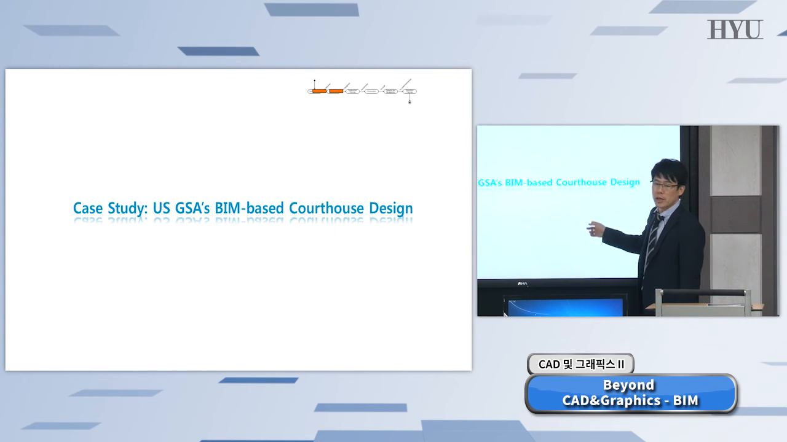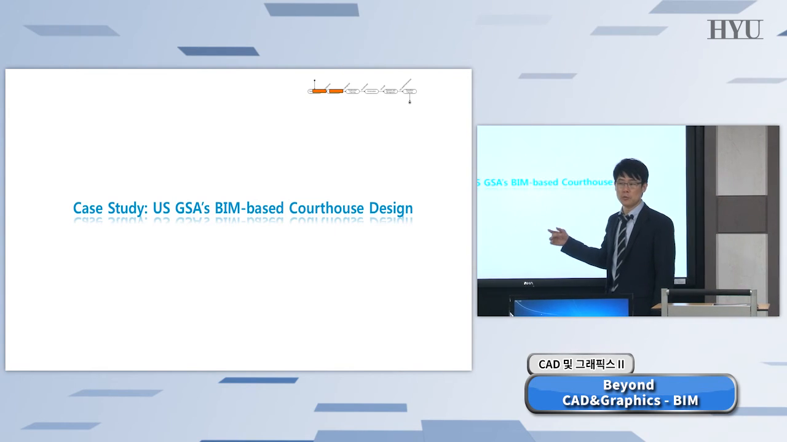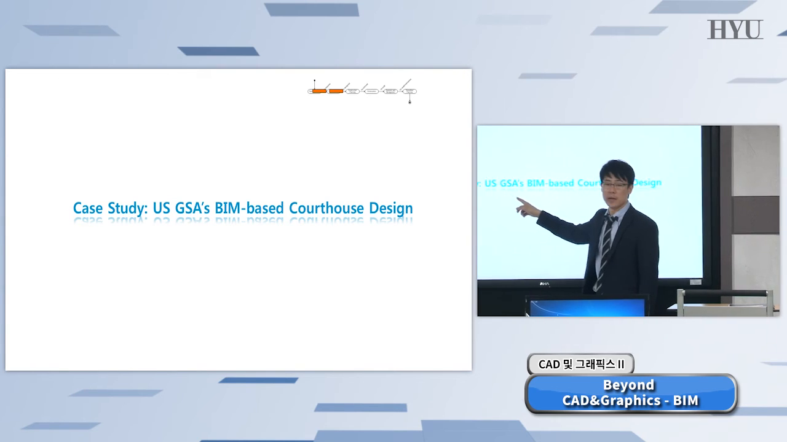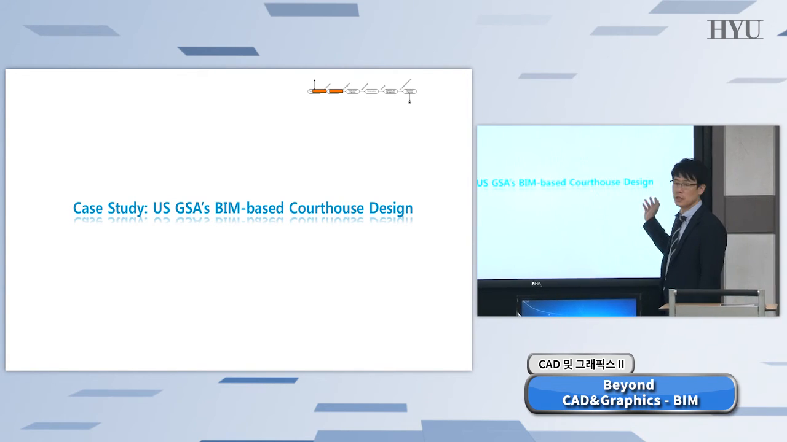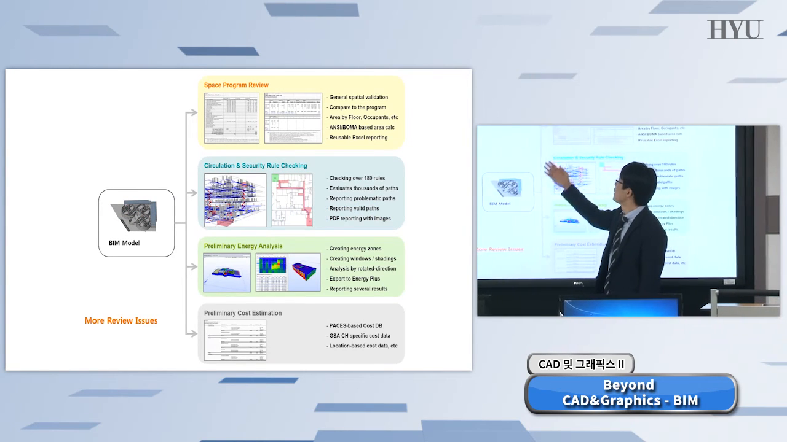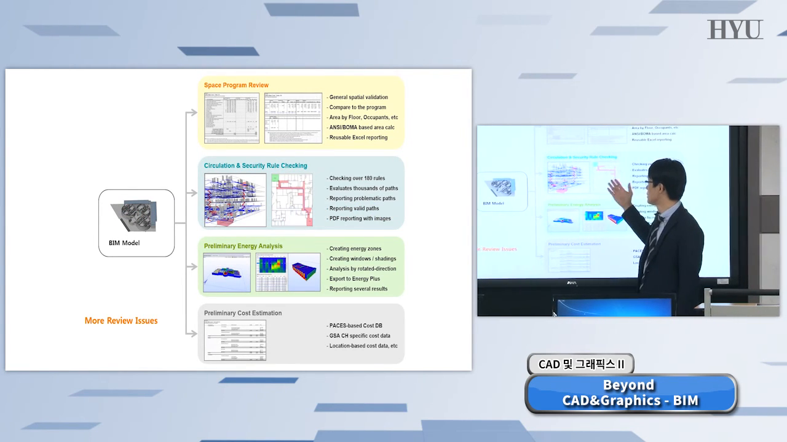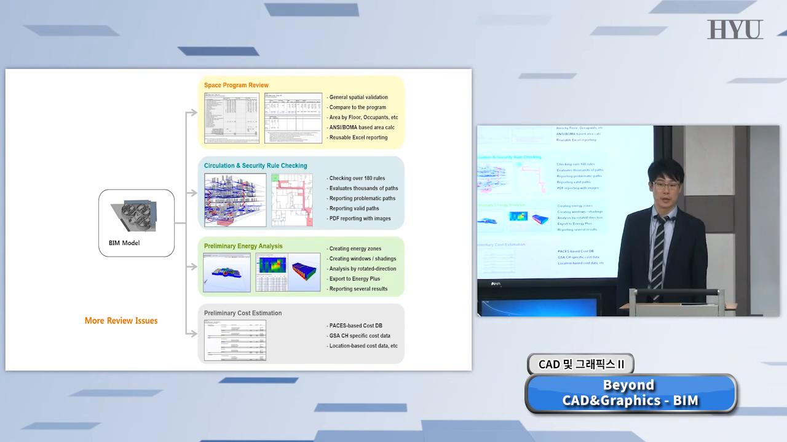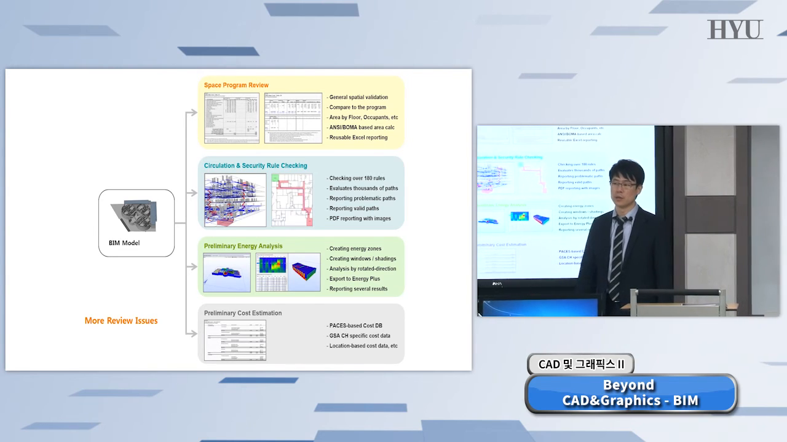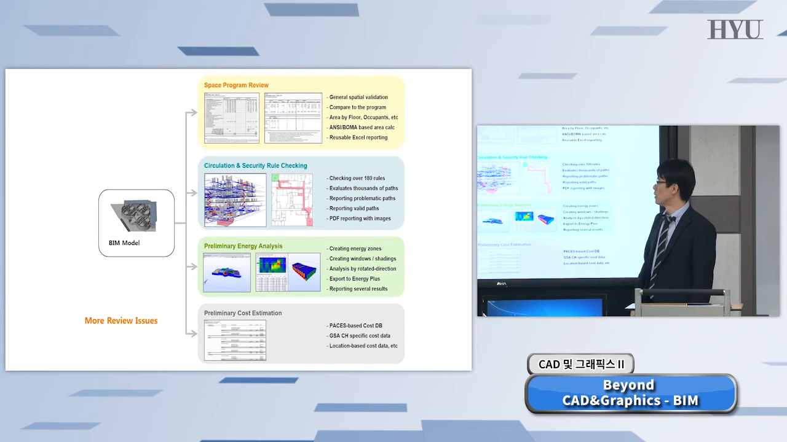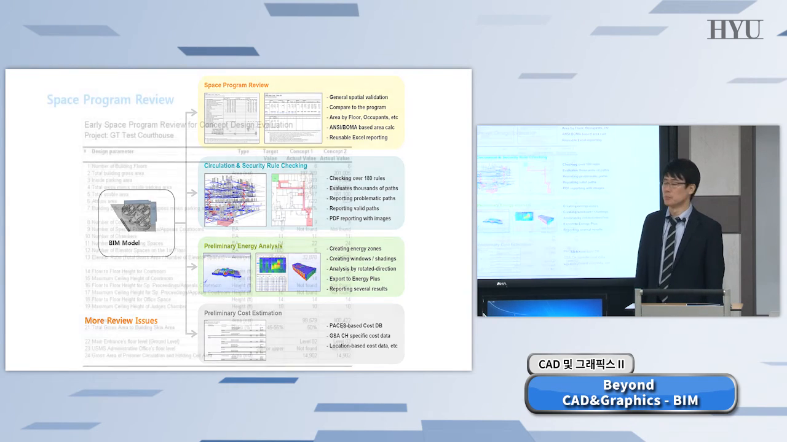Let's take a look at one of the case studies. Around 10 years ago, 8 years ago, when I was at Georgia Tech, we conducted the US federal government GSA's courthouse design automation project. At that time, by using a BIM model, we analyzed space program, circulation, security, energy, and preliminary cost estimate in automation for enhancing their courthouse design quality. Okay, this is one representative BIM application, BIM project.